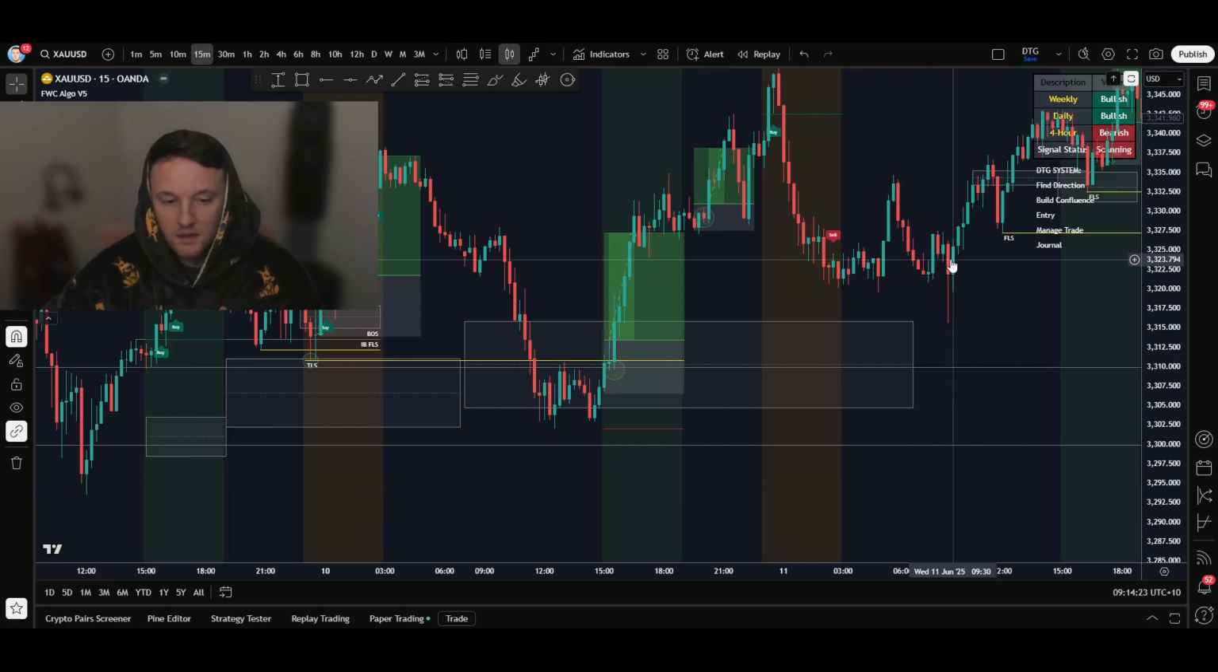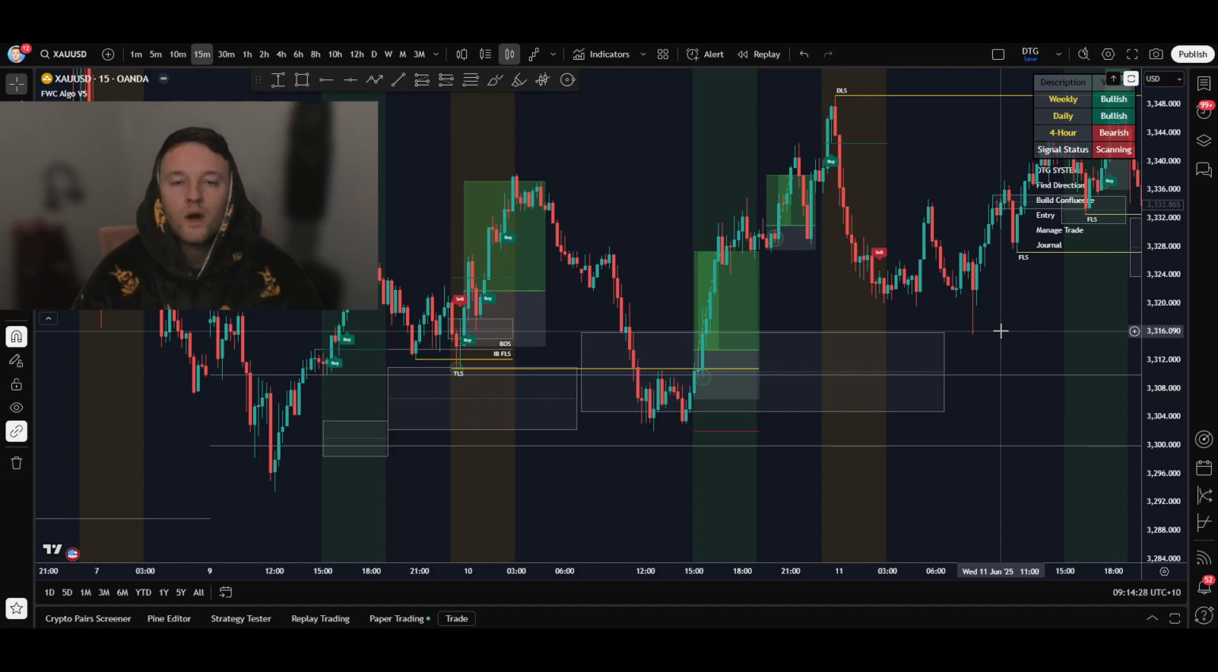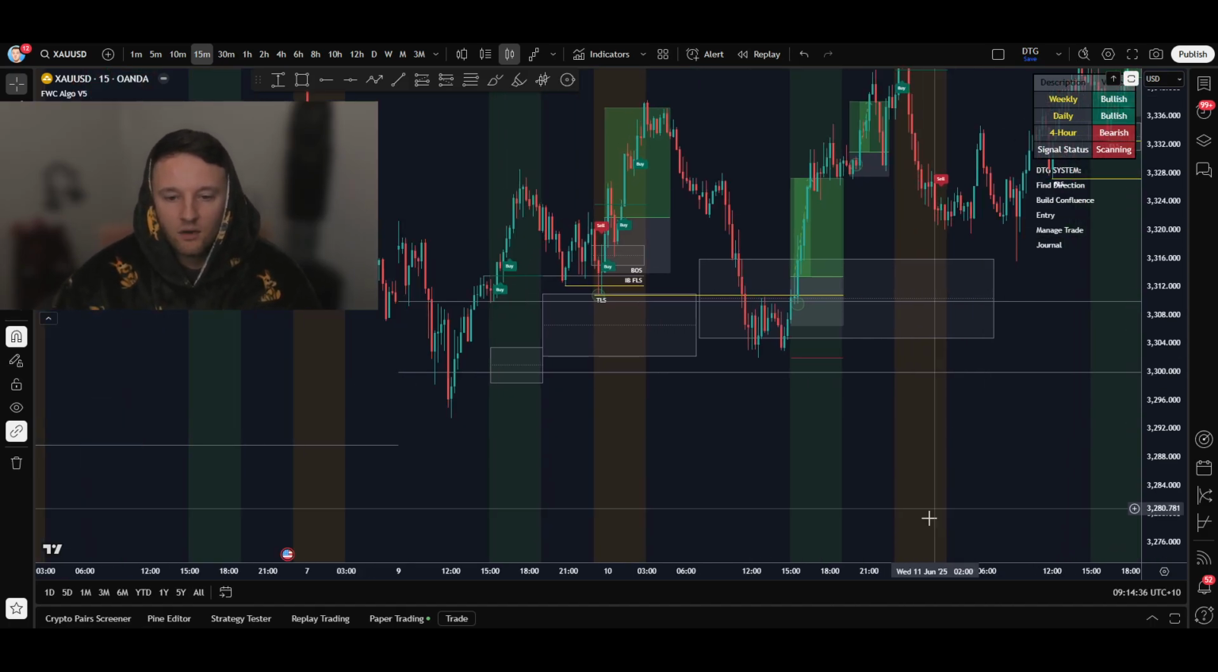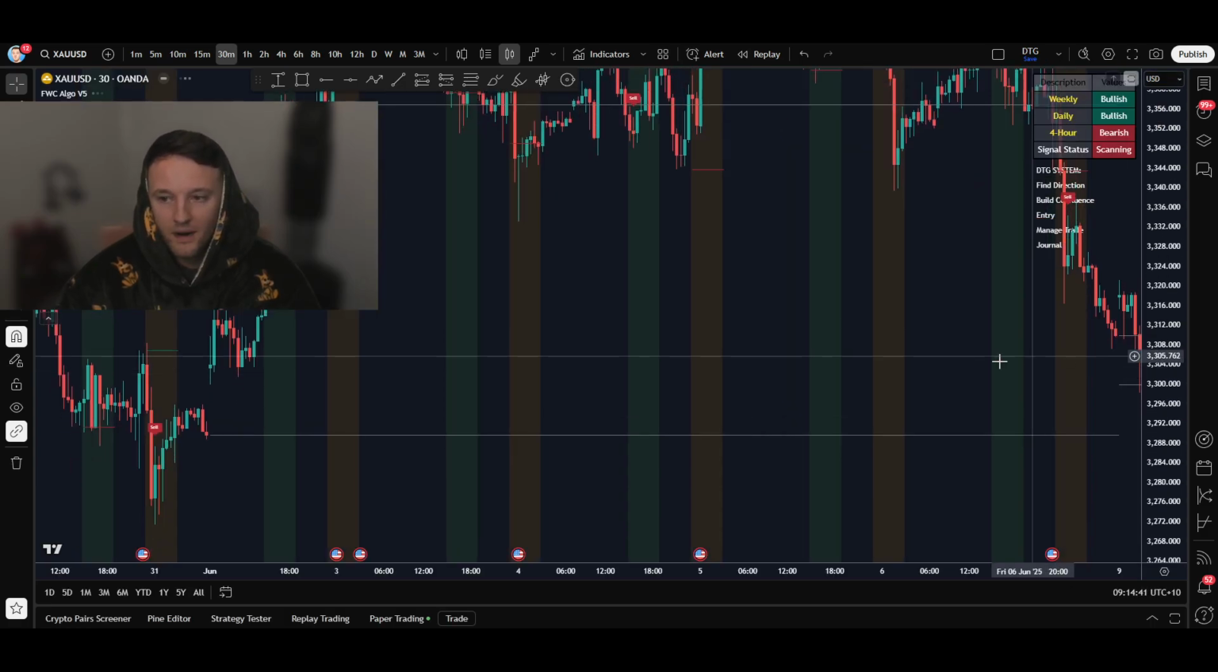But with that being said, the DTG indicator, the system will always provide you setups. It doesn't care about news, right? It will continue to provide the setups as long as they align with the system. And right here on Tuesday, we get another setup. This is a 30-minute break and tap entry now, right?